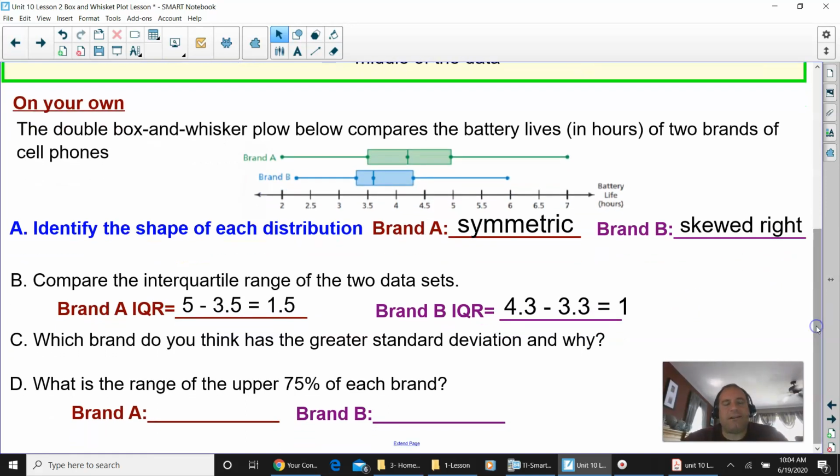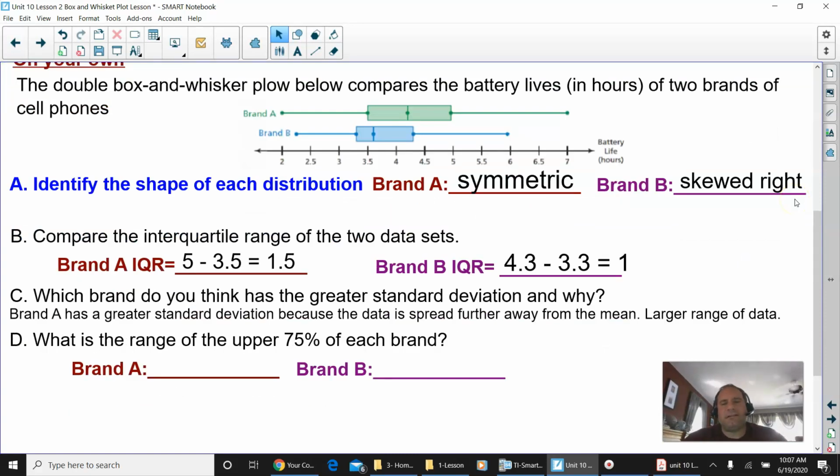Which brand do you think has a greater standard deviation and why? Remember, standard deviation that is closer to 0 has less spread, the numbers are kind of closer to the mean. If you have a larger standard deviation, that means the numbers are further away from the mean.